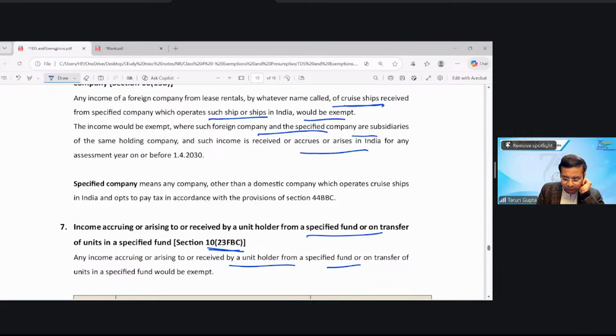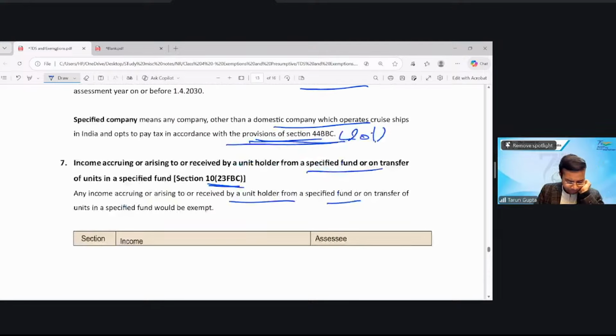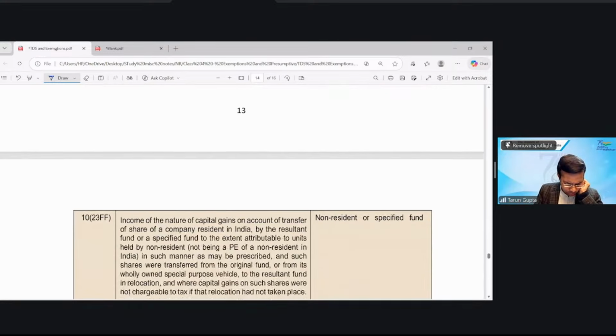Specified company means a company other than a domestic company which operates cruise ship in India and opts to be taxed in accordance with the provision of section 44BBC, the same section which we discussed in the last class. 20% presumptive rate. This we have studied. Now, two small exemptions.